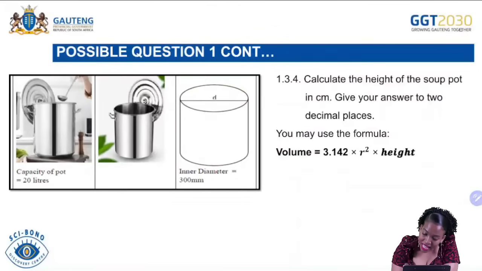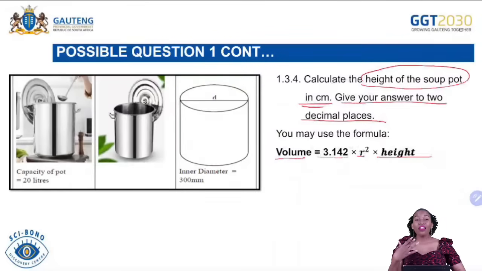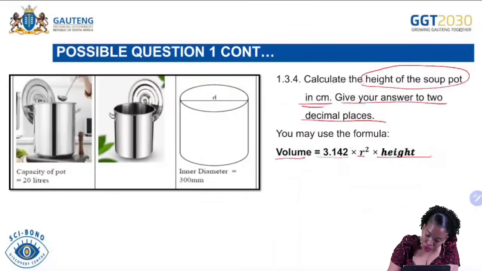1.3.4, calculate the height of the soup pot in centimeters and give your answer to 2 decimal places. And then you may use the formula volume equals 3.142 multiplied by radius squared multiplied by the height. Like I told you, the formula will always be provided. So they want us to calculate the height. Do we have the volume?